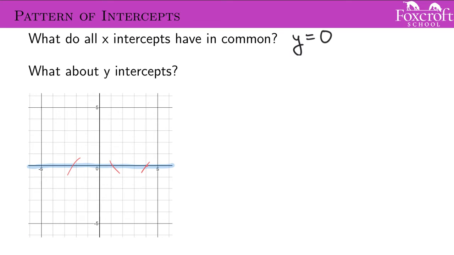About y-intercepts, it's going to be really similar because y-intercepts are on this vertical line here. And for a y-intercept, we haven't gone left or right at all. And if you haven't gone left or right at all, that means your x value is 0.